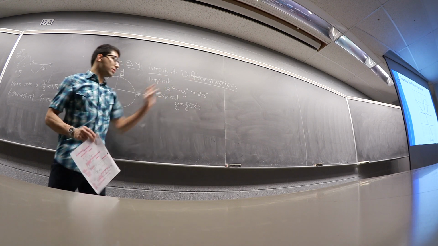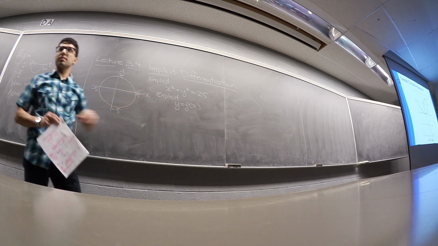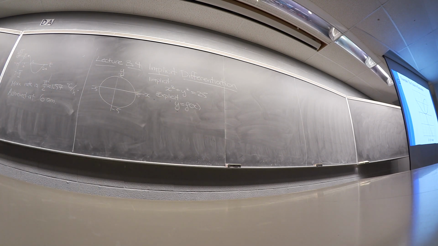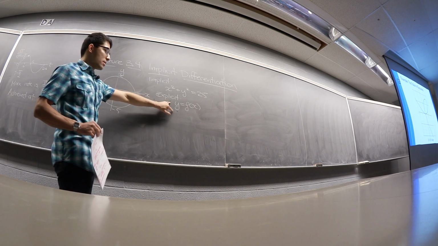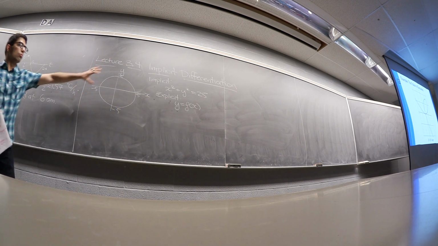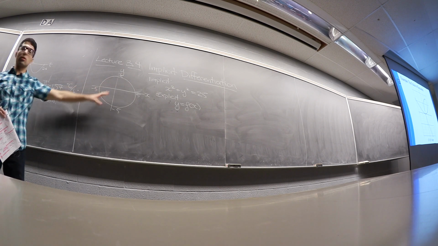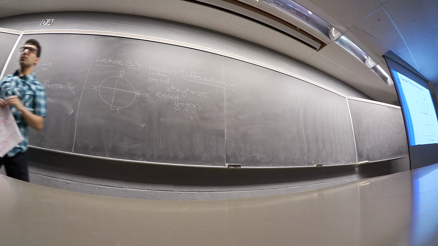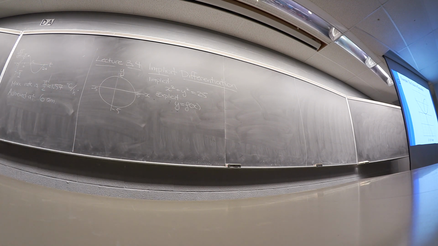It's hidden in this equation, as opposed to explicitly, which would look like this. And in fact, in this case, it's impossible to write it like this, because this is not the graph of a function. It fails the vertical line test.